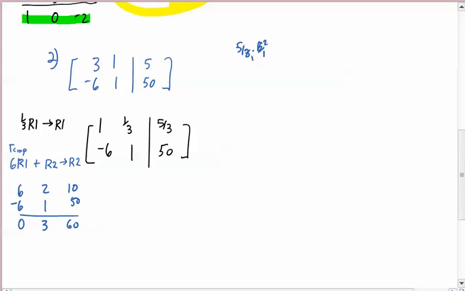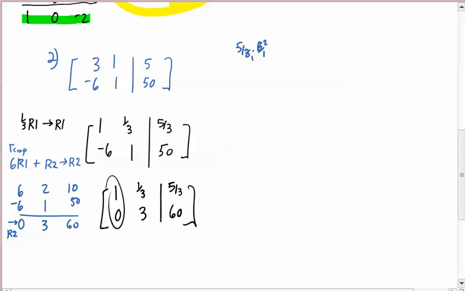So let's write what we have. This is my new row 2, right? Here we go. Leave row 1 the same. 5/3. And here we go. 0, 3, and 60. Yay! So my column 1 is finished.